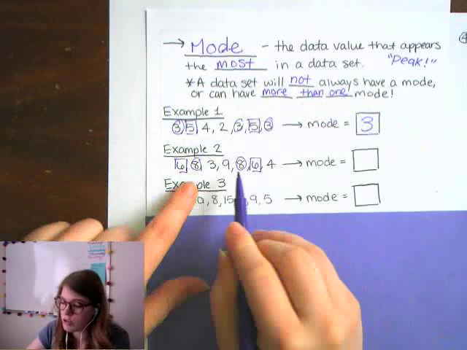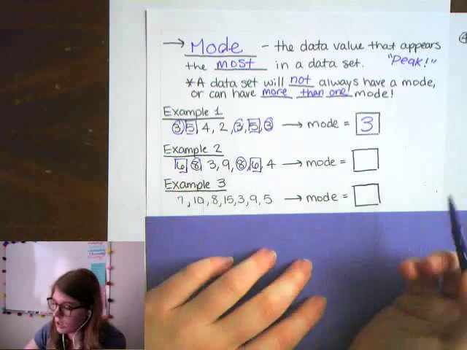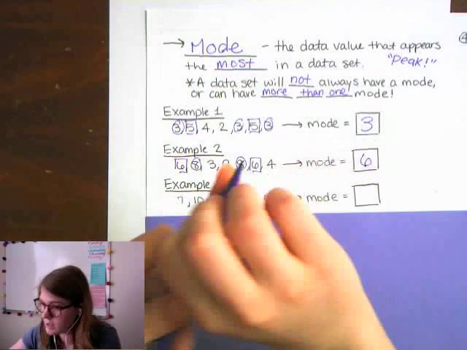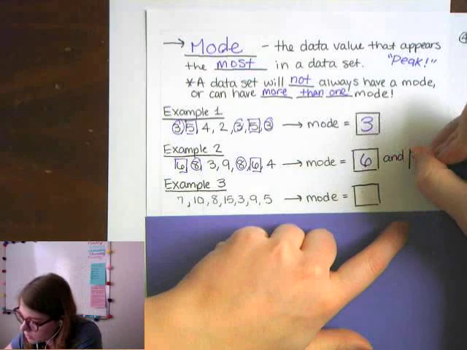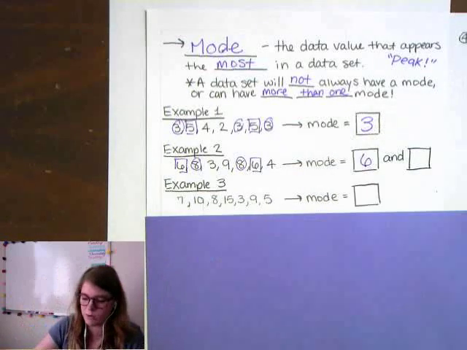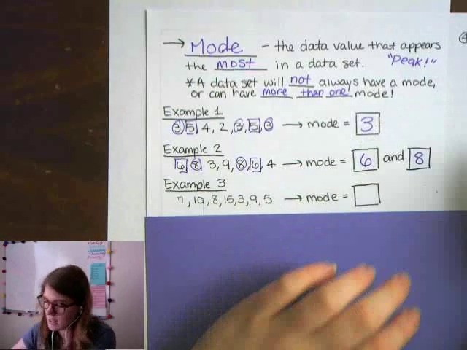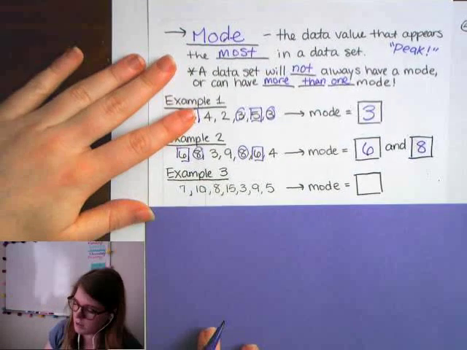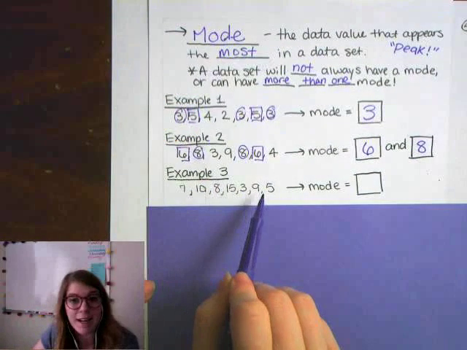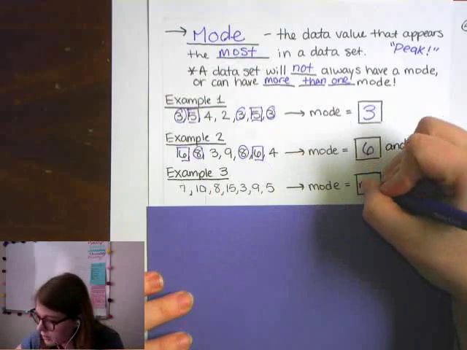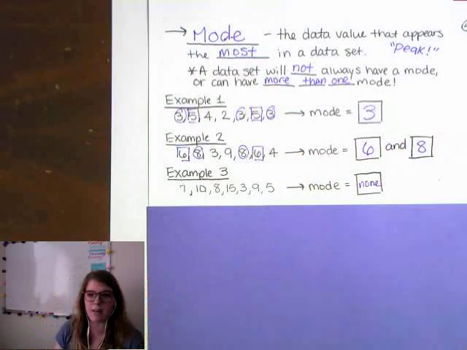4. All right, so there's 2 8s and 2 6s. So our mode is going to be 6. And let me draw another box. We've got 2 modes this time, 6 and 8. Okay, and then for the last one, 7, 10, 8, 15, 3, 9, and 5. None of them repeat, so none. There just is no mode, and that's okay.